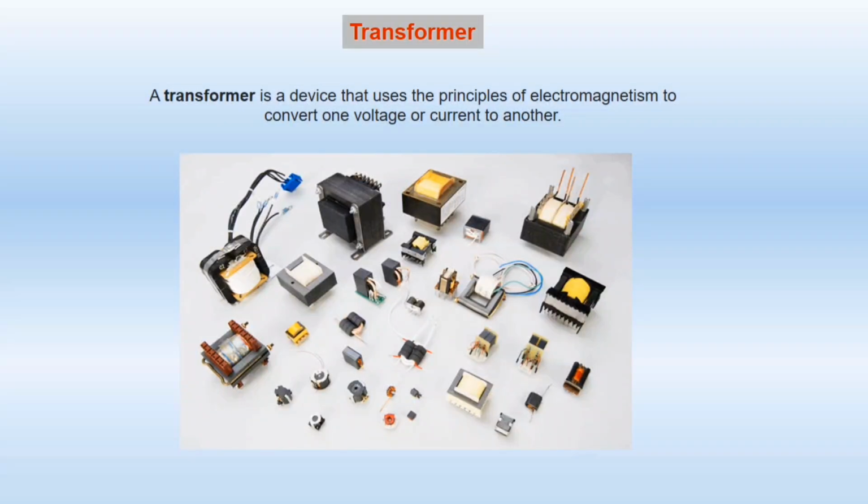In this video lecture, we are going to learn about transformers. So a transformer is a device that uses the principle of electromagnetism to convert one voltage or current to another. This device is used especially while designing power supplies in electronic projects or electronic systems. And in electronic projects especially we use step-down transformer. So here are a few pictures of different types of transformers.